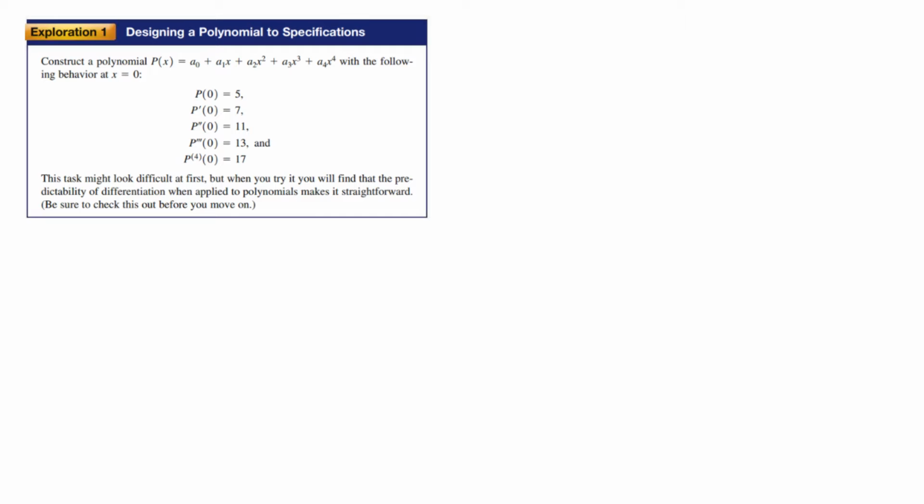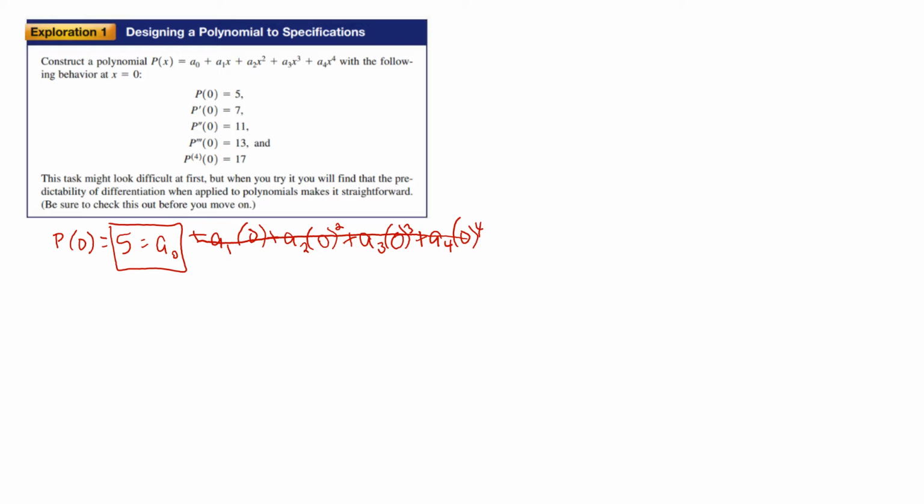First, we have a little exploration idea here. We're going to construct a polynomial p of x equals a naught, so a constant, plus a1 x plus a2 x squared plus a3 x cubed plus a4 x to the fourth, with the following behavior at x equals 0. At 0, we want it to equal 5, which means if we plug in 0 to everything, we need to get 5. So p of 0, which will be 5, equals a naught plus a1 times 0 plus a2 times 0 squared plus a3 times 0 cubed plus a4 times 0 to the fourth. As we might imagine, all these zeros multiply to be 0. So a naught equals 5, because p of 0 equals 5.